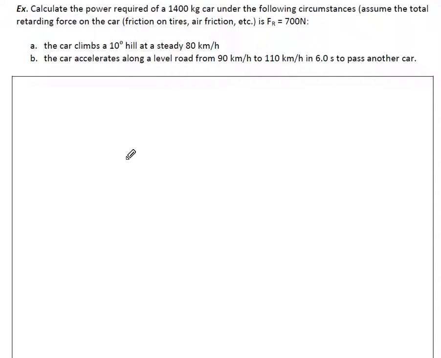Question B, it says the car accelerates along a level road from 80 kilometers per hour to 110 kilometers per hour in 6 seconds to pass another car. So here's my car on a flat surface. I have some applied force in order to go. There's the resisting force, Fr, still 700 newtons from before.